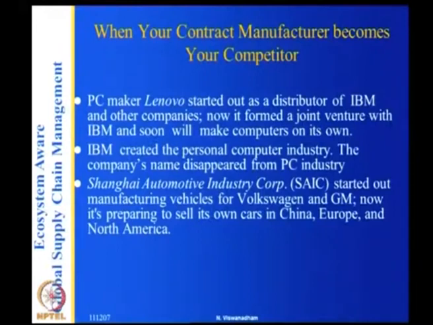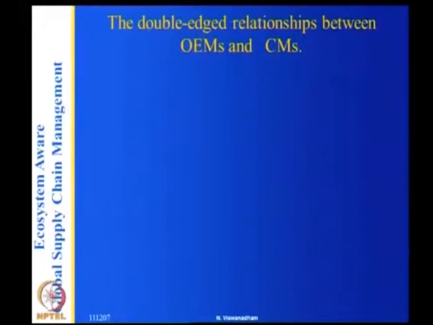There is another auto company called Shanghai Automotive Industry Corporation. It started out manufacturing vehicles for Volkswagen and General Motors. Now it's preparing to sell its own cars in China, Europe, and North America. So I think what happens is the people are smart. Once you start doing things, they learn while doing things, and they have a lot of innovations. They improve the processes, and then they start their own companies to manufacture cars and so on. So that's what will happen in this.